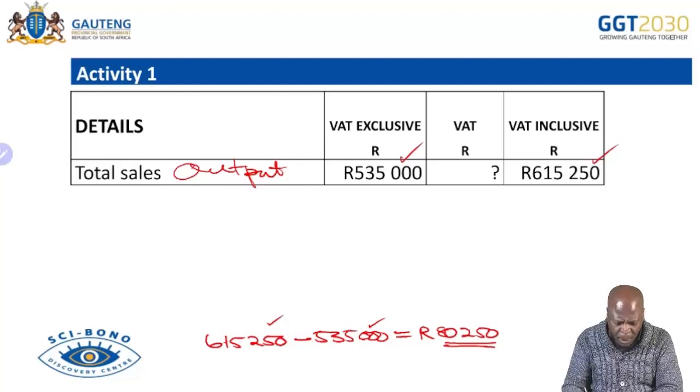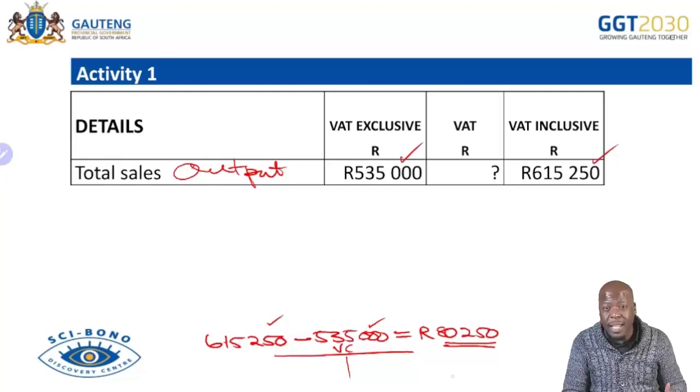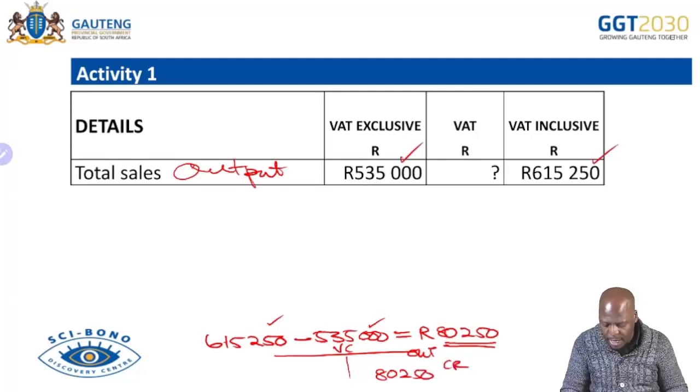That means I'm going to put it on what side of my VAT control account? Remember, I must have a VAT control account. On my VAT control account, I have a debit side, I have a credit side. Which side is your output? Here is my output. So it means I must have my 80,250 on the credit side. Let's do it neatly and see how it will come out.